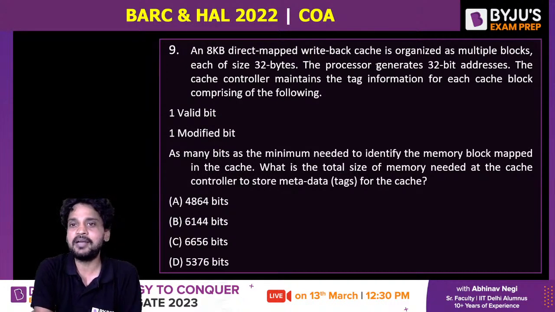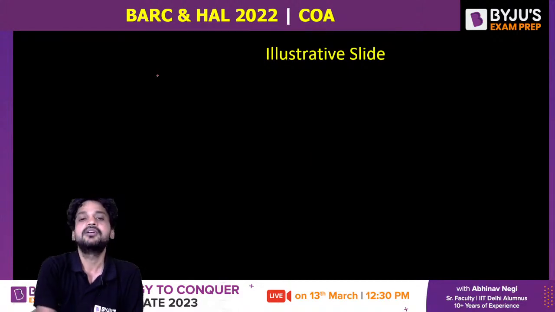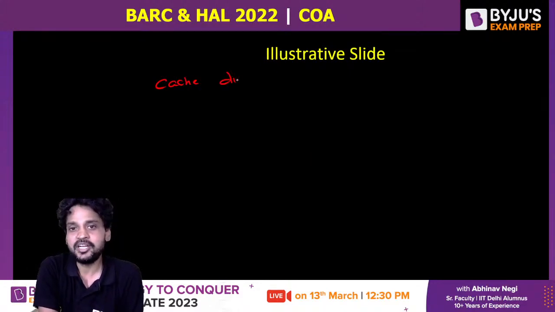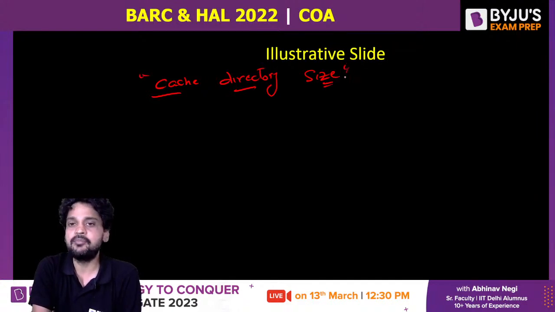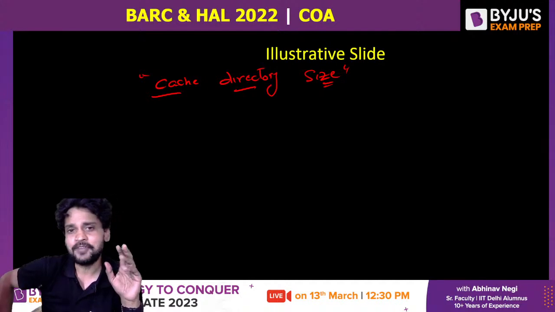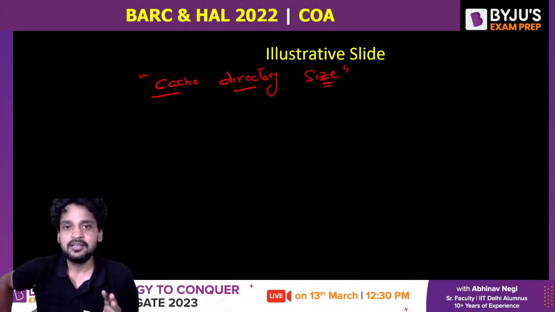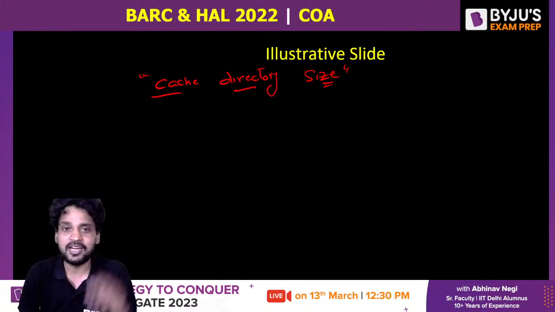8 KB direct map write back cache. So, I read this. Now we are asked about the cache directory. What is the cache directory size? Okay, let me tell you about the cache directory size. In the entire computer system, I told you that the measurement of any memory is in terms of bytes. When you go to the main memory, you are going to talk about the size of the main memory in terms of bytes.